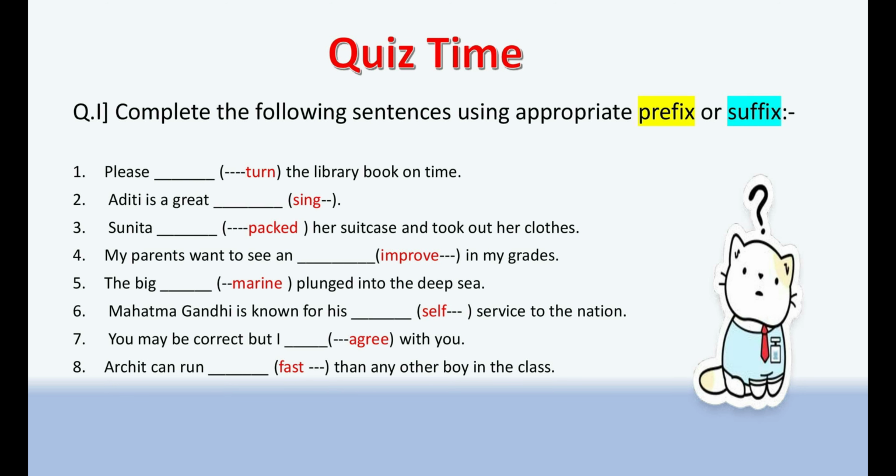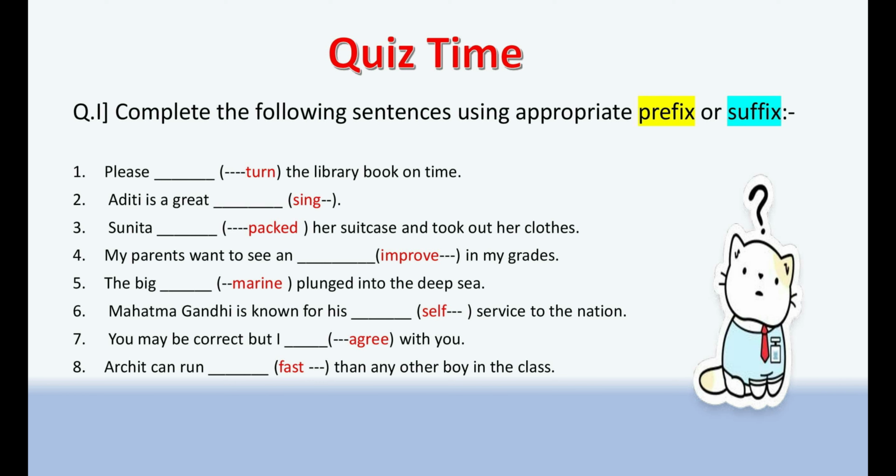Now it's quiz time. Complete the following sentences using appropriate prefix or suffix. Let's have a look. And let's check the answers.